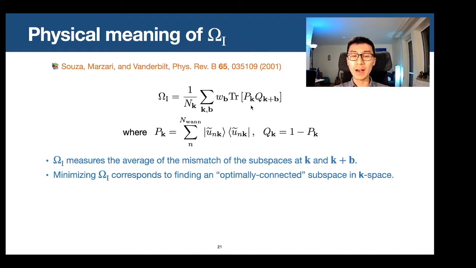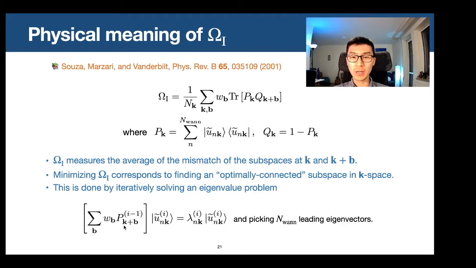So it means that if omega I is small, then our character has very small spillage or leakage throughout the k-space. To minimize omega I, we can solve the following eigenvalue problem for this projection operator iteratively. I show you this equation to give you an idea of how expensive the calculation is. The computational cost for this step corresponds to diagonalization of this Hamiltonian, whose dimension is the number of Bloch functions. So it's not that big, and it can be done very efficiently.